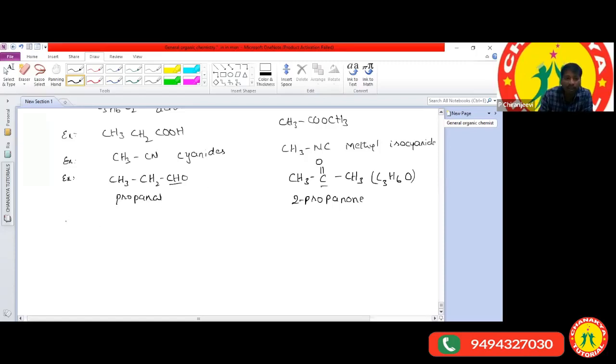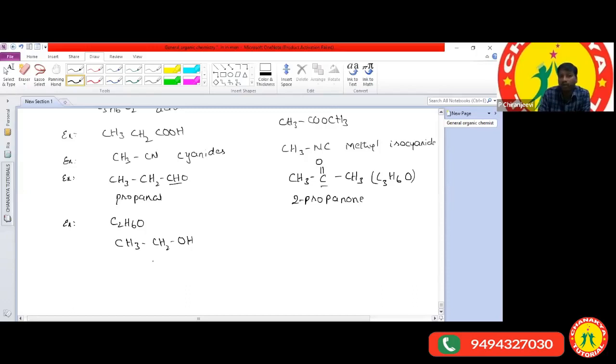Another example, alcohols. First, what is the general formula? I'll write the formula of alcohols. Ethanol we can write as C2H6O. If you write clearly, CH3-CH2-OH. We can check the number of carbon atoms and hydrogens here: 2 carbon atoms, 6 hydrogens and 1 oxygen atom.